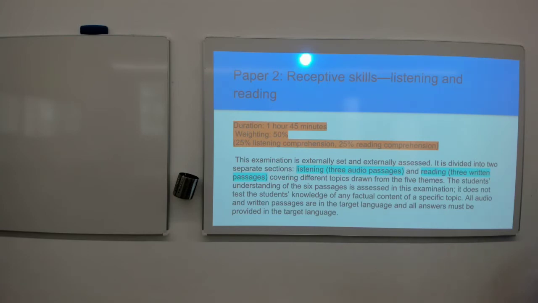It is divided into 2 separate sections. The first one, listening, has 3 audio passages, and the reading has 3 written passages, covering different topics drawn from the 5 themes. The student's understanding of the 6 passages is assessed in this examination. It does not test the student's knowledge of any factual content of a specific topic.